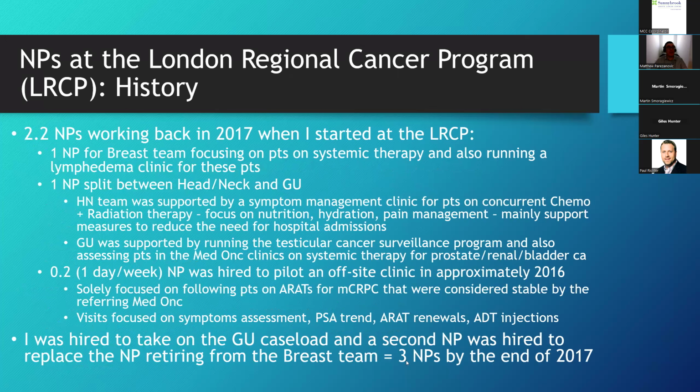For the last portion, I'll talk in general, at a higher level, about what nurse practitioners are doing at the London Regional Cancer Program. In terms of the history, when I joined the team in 2017, there were about 2.2 nurse practitioners working. One was dedicated to our breast team, focusing on patients on systemic therapy, and also running a nurse practitioner-led lymphedema clinic at that time. The second nurse practitioner was splitting their caseload between the head and neck team and also GU.